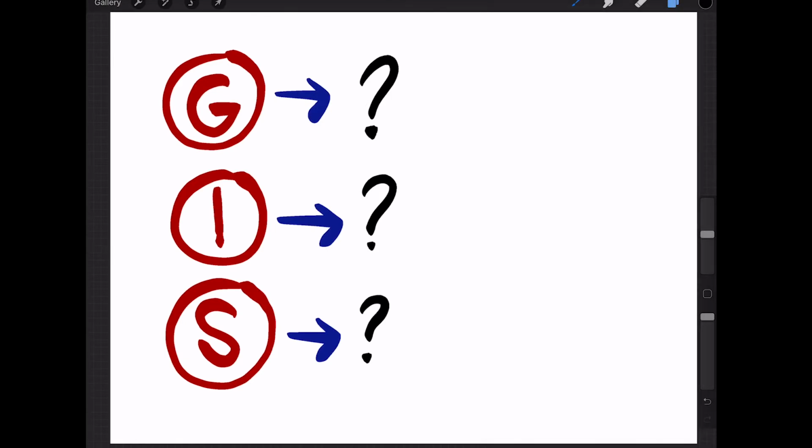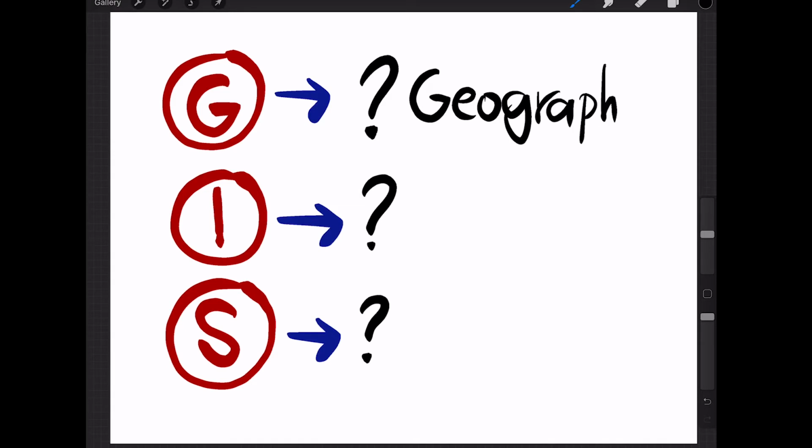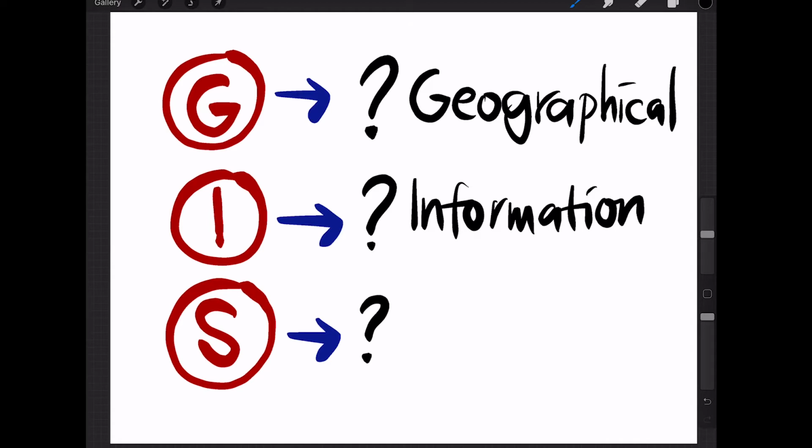GIS. There are 3 letters over here. What is G? Basically, G is geographical. We know when we talk about geographical or geography, it has something to do with location, with a setting that has a geography context. I is information. We know that information is a set of data that contains some details that we want to know about something.